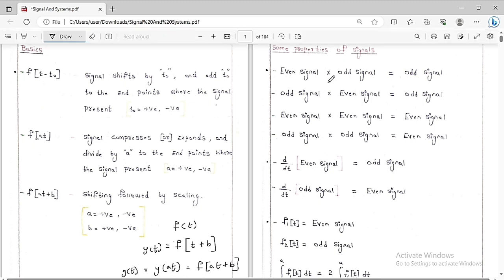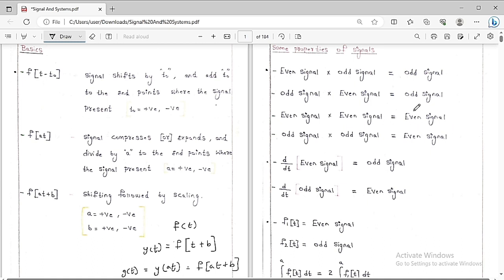So now we are going to discuss the other concept, which is some properties of signals. See, even signal into odd signal is equal to odd signal. So whenever you multiply an even signal with an odd signal, you always get an odd signal. Similarly, whenever you multiply an odd signal with an even signal, again we get the odd signal. But if you multiply two even signals, we get again an even signal. But if you multiply two odd signals, we get an even signal.